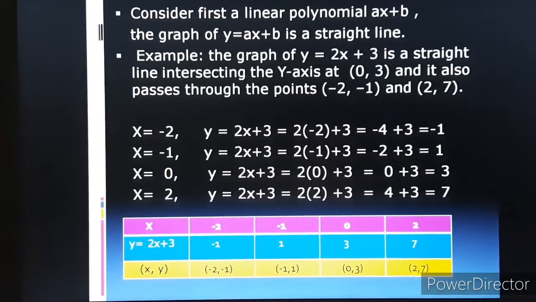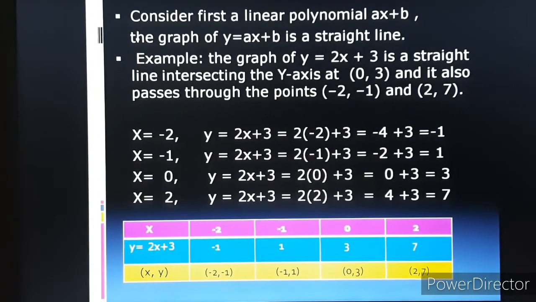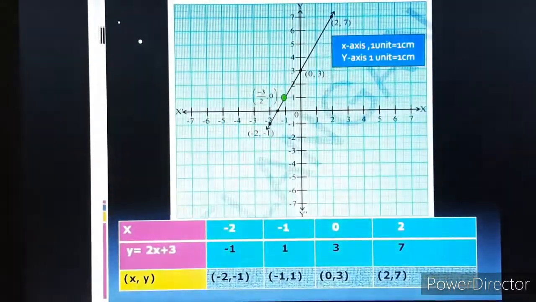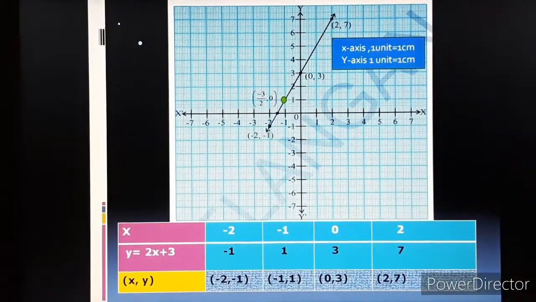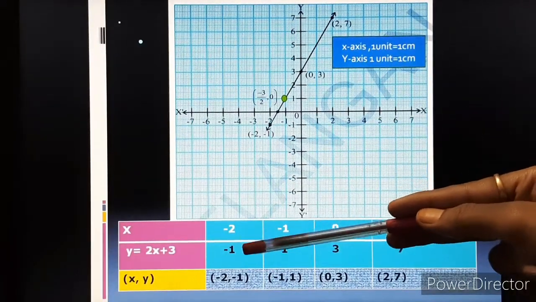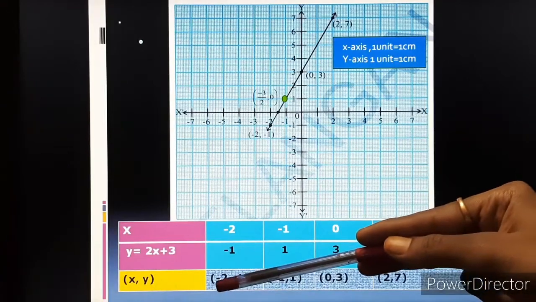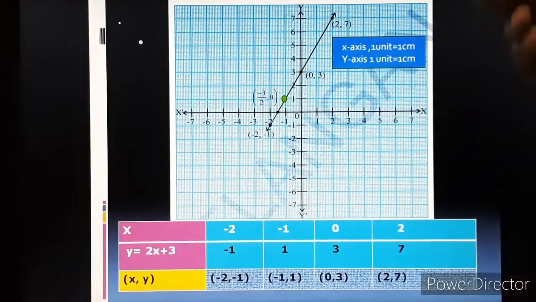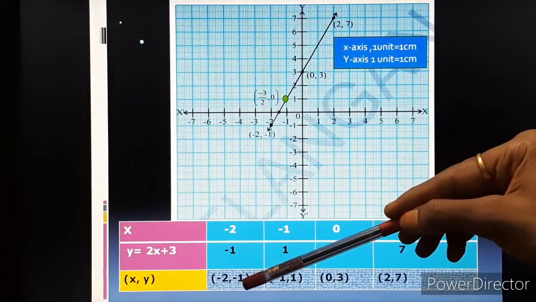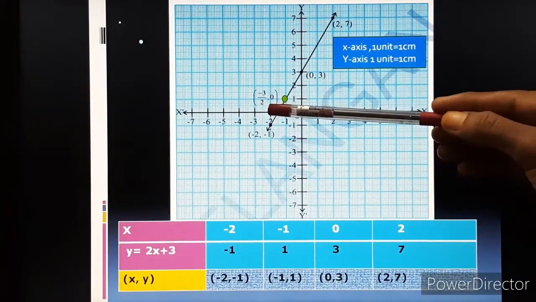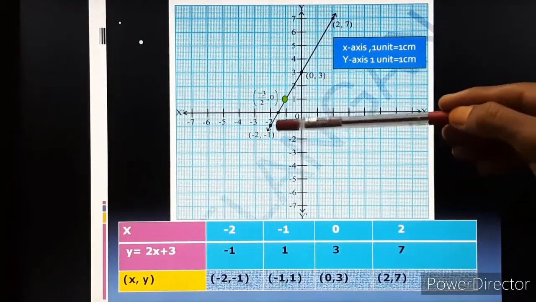Okay, now we will draw a graph for this. Take a graph paper. First, for minus 2 we got what? Minus 1. Minus 2 is the x coordinate, so I am here at minus 2. What do we get here? The y coordinate is minus 1. So, minus 2, minus 1.